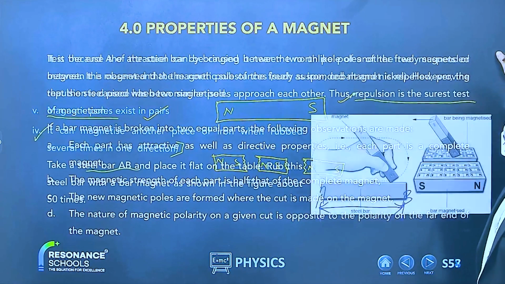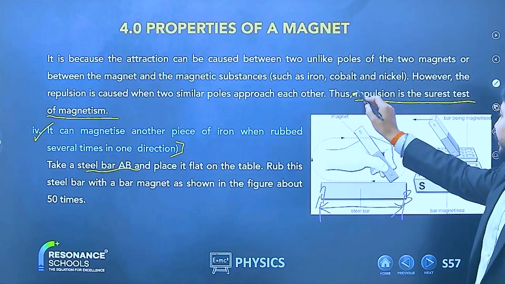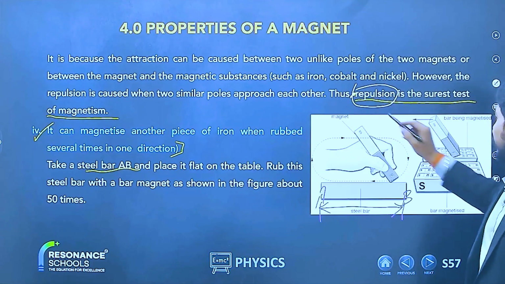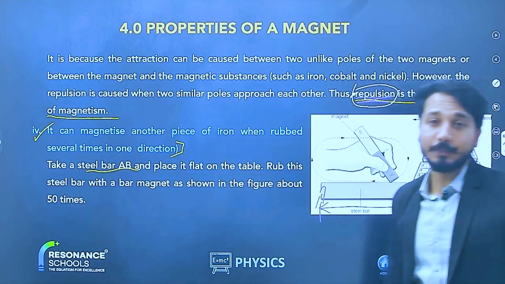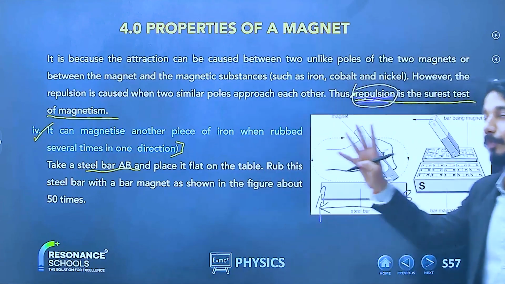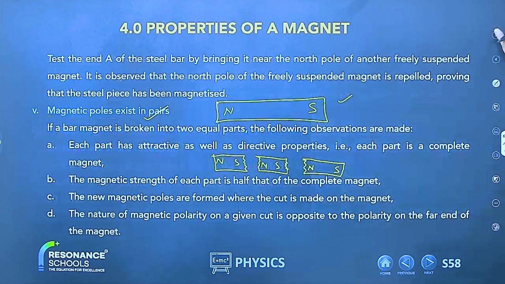Its repulsion. The surest test of magnetism is repulsion, right? You all can see over here. Repulsion is the surest test of magnetism. So we understood 4 properties of a magnet. Moving ahead to the next.